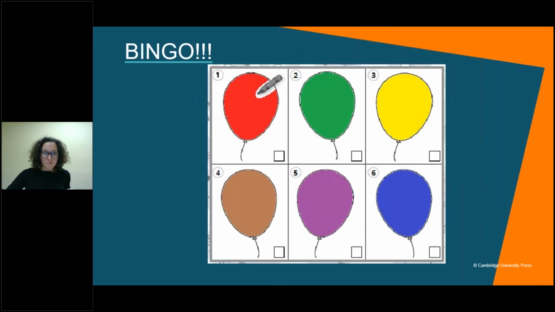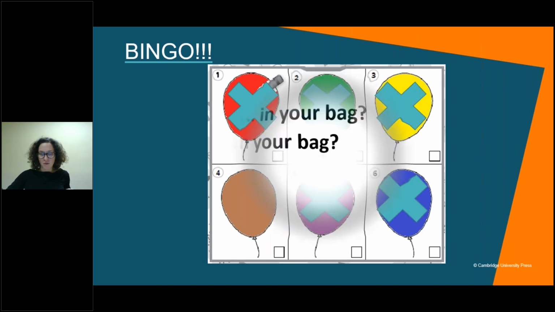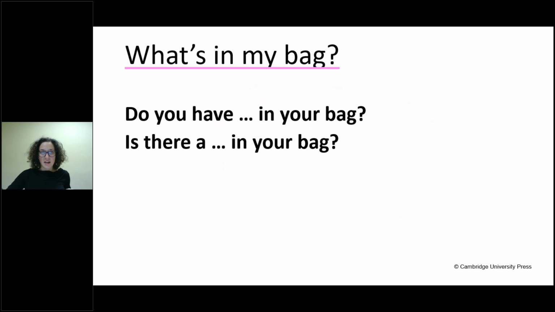Bingo games, again: you tell the word, like red balloon, blue balloon, green balloon, and they cross out until they win and shout bingo.